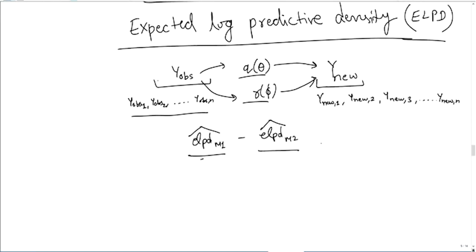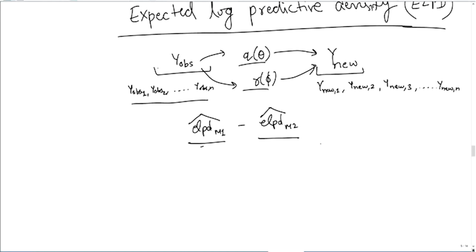Now, the perspective that we took in the previous lecture was that predictive accuracy is actually reduction in uncertainty.